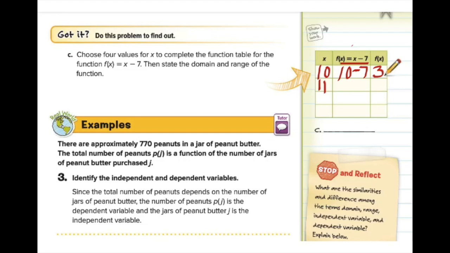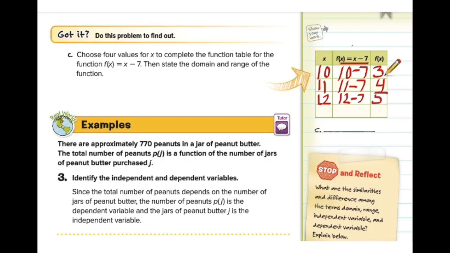That works. You could have started at 7. You could do 7, 8, 9, 10. You could have done 0, 1, 2, 3. You could do whatever you want. I would be strategic and say if I choose larger numbers, larger than 7, I'll end up with a positive f of x value. Okay, and then if I go 12, 12 minus 7 is 5.